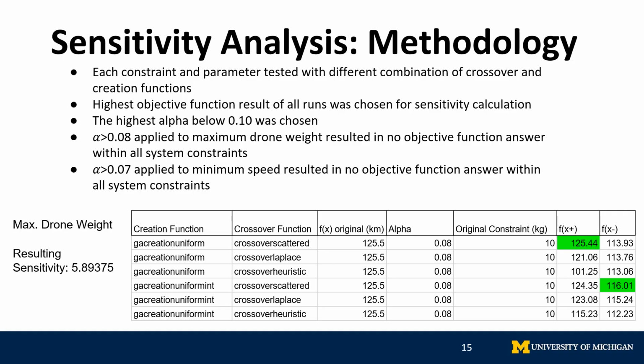All 6 combinations of testing maximum drone weight with an alpha of 0.08 are shown below. In this case, the chosen objective function values are highlighted in green, and the resultant sensitivity is shown in the bottom left.